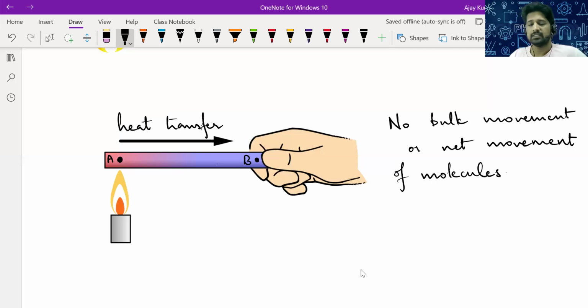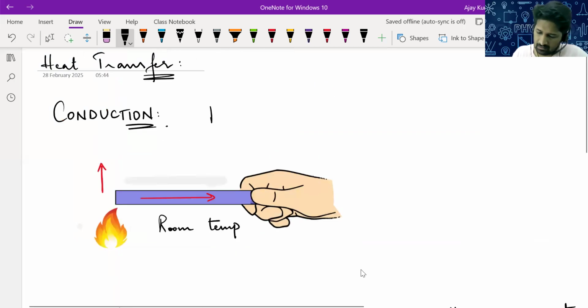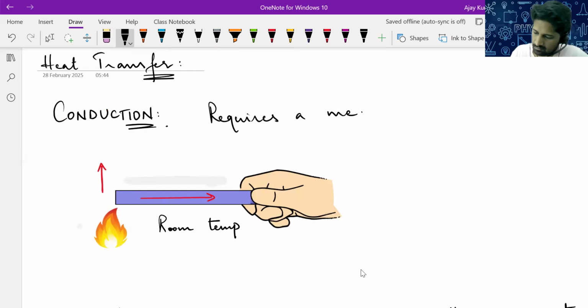Fine. That is what we call conduction. So conduction requires a medium. Conduction of heat requires a medium. By definition, it is the transfer of heat from one layer of molecules to the next layer. So molecules should be there, meaning a medium must be present, meaning it cannot happen in a vacuum.